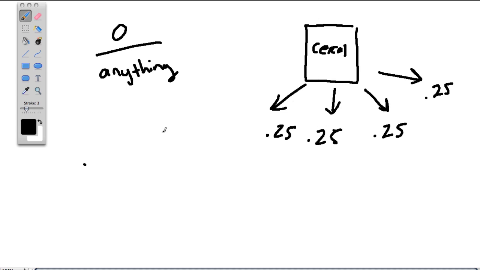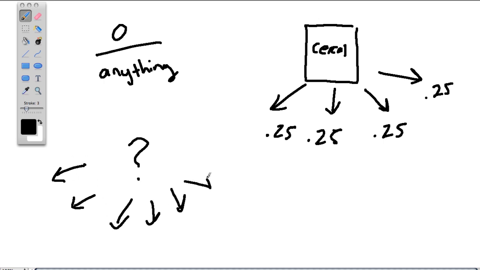But 0 is special because, let's say you didn't have anything to begin with. There's nothing there. Well, if you have nothing and you give nothing to 2 people, they still get nothing. If you give it to 3 people, you get nothing. If you give it to 1 person, you get nothing. 4 people, 5, 6. It doesn't matter how much you divide this nothing, you still get nothing. So 0 divided by anything is 0. You had nothing to begin with.